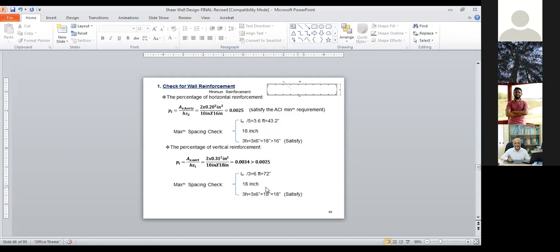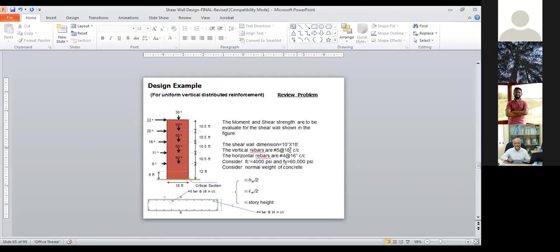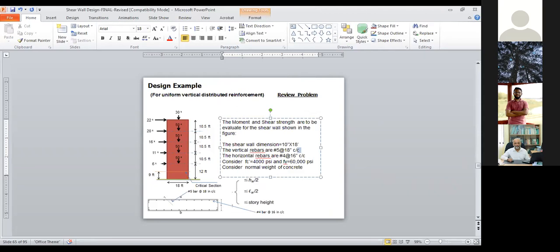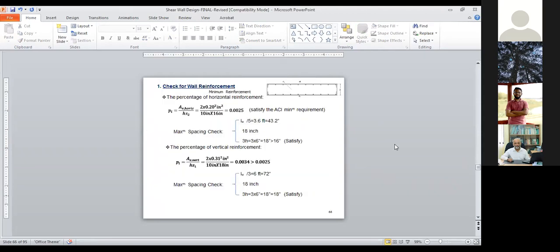So you satisfy this requirement, and this is the minimum spacing, Lw by 3, 18 inch or 3h, and you will have 18 inch, and you also gave 18 inch center to center here. Number 5 bar 18 inch center to center. So this satisfies your minimum requirement. This is the check for wall reinforcement, minimum reinforcement.